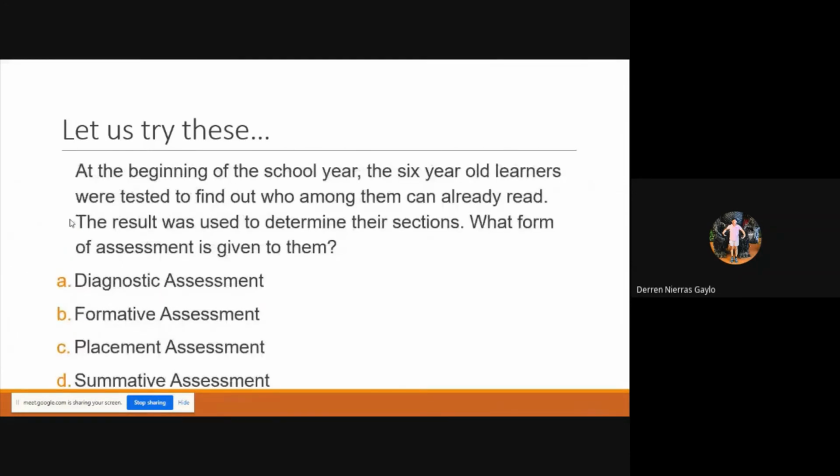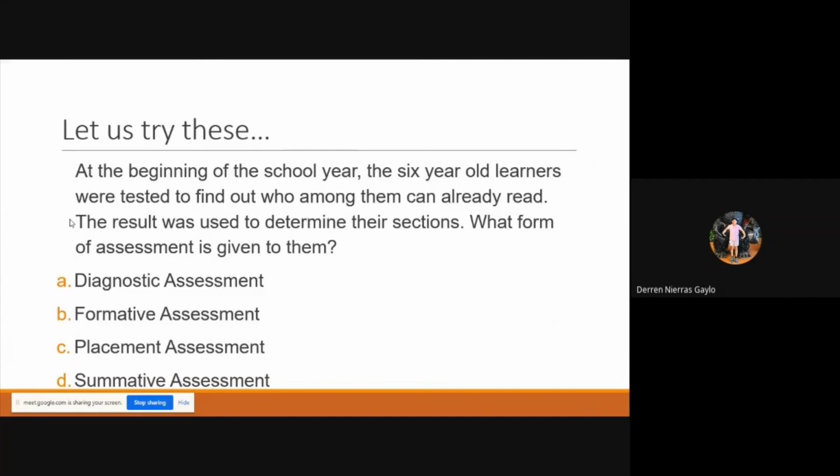At the beginning of the school year, the 6-year-old learners were tested to find out who among them can already read. The result was used to determine their sections. What form of assessment is given to them? Take note. At the beginning of the school year, the 6-year-old learners were tested. So I think these are the ones who are going to be in grade 1. The result was used to determine their sections.